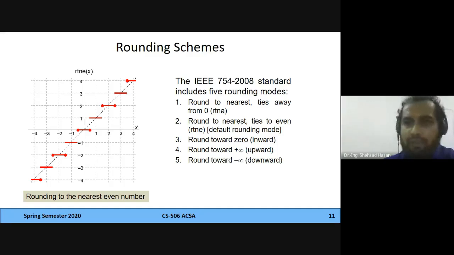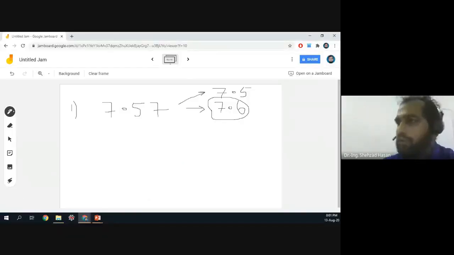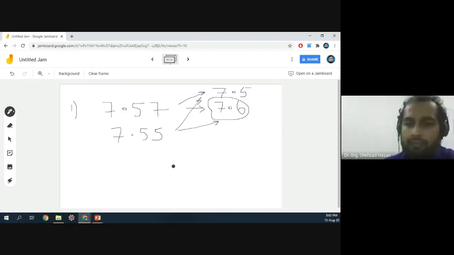Tie means that your rounding is actually tied. So now I'm going to come to another scheme in the same thing. Let's go with 7.55. Now if you have got 7.55, the options you have are 7.5 and 7.6, and both of them are going to give you a difference of 0.05. So that's a tie, right? What to do in this case?